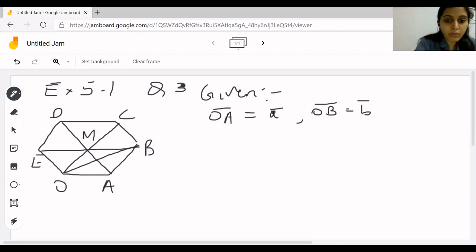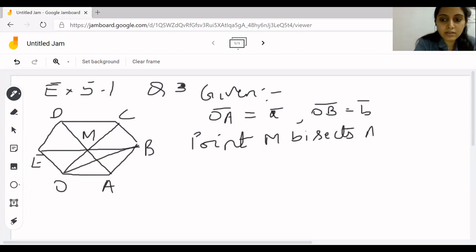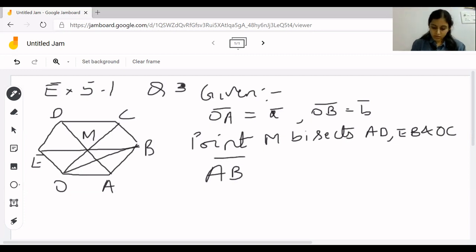So we can say that point M bisects AD, EB and OC. AB bar is equal to, what is AB bar equal to? AO plus OB by triangle law of vectors.